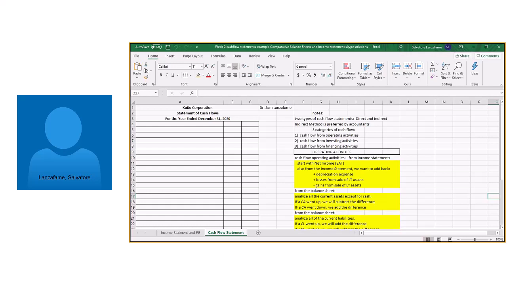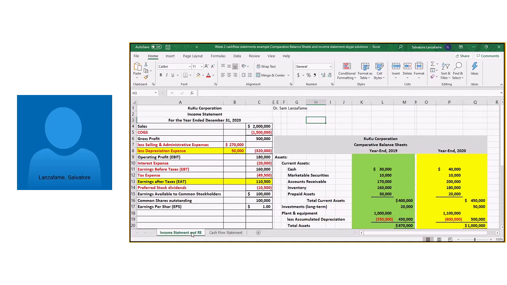Before I continue with this, I just want to click on another folder that I have here to the left. You'll notice that I already have an income statement done. Here's the Cuckoo Corporation. You'll see the sales of $2 million, cost of goods sold $1.5 million, gross profit $500,000, all the way down to earnings per share. Probably more information than we actually need, okay?